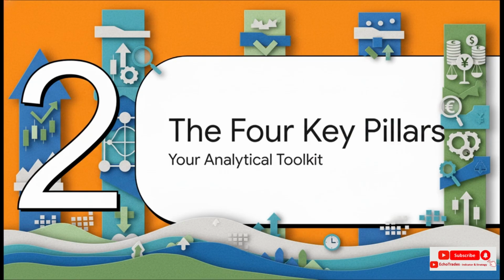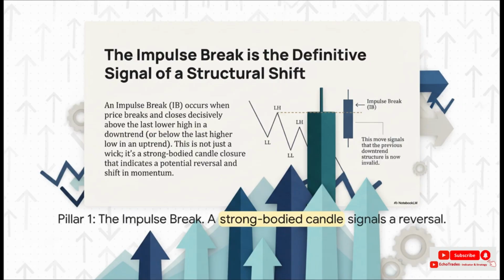We're going to break down each of these 4 pillars, one by one. I want you to see exactly what they are and why each one is so crucial for finding those high probability setups. Okay, first up, the impulse break.